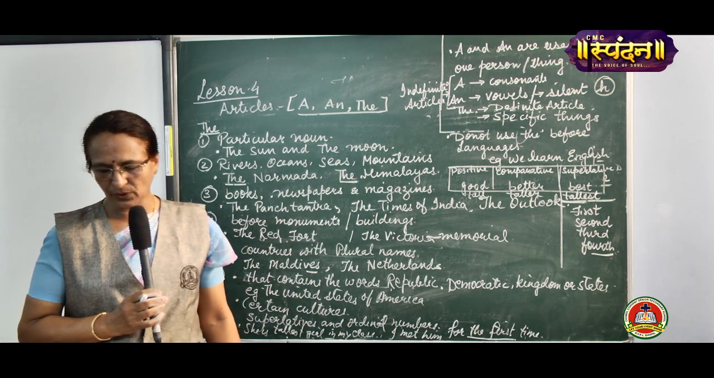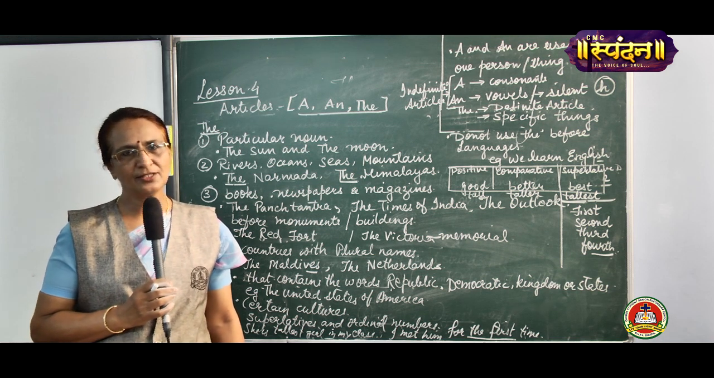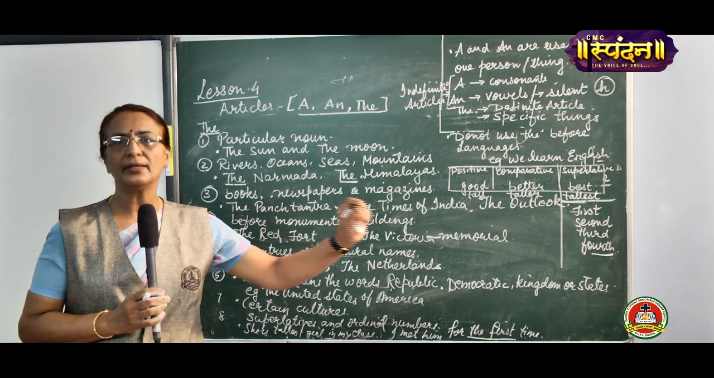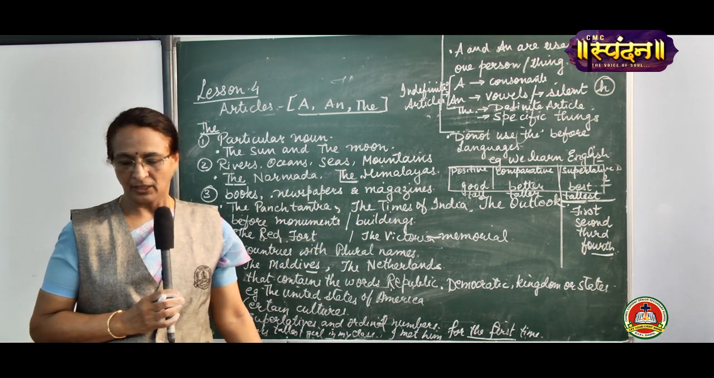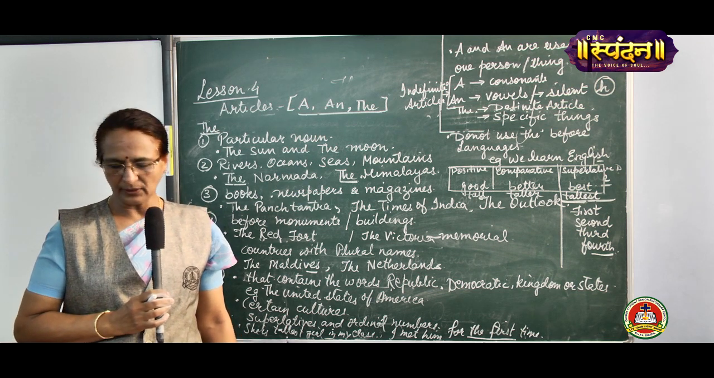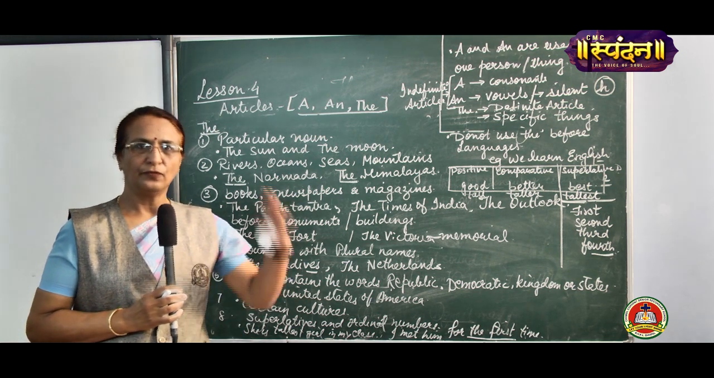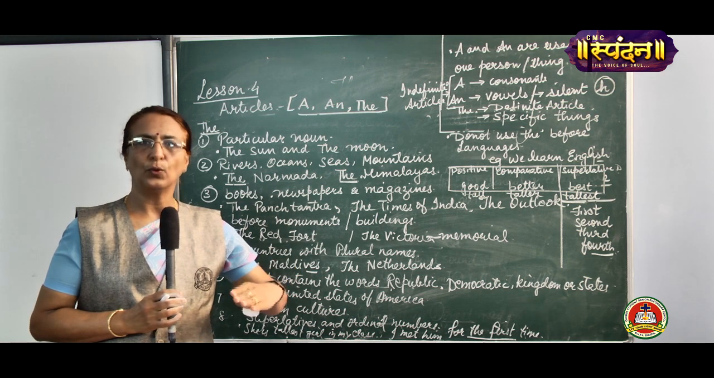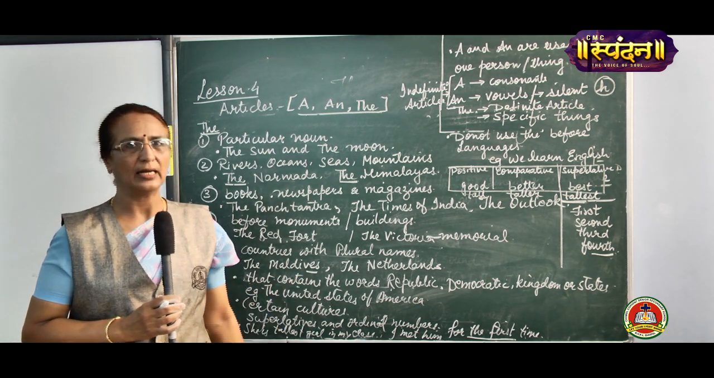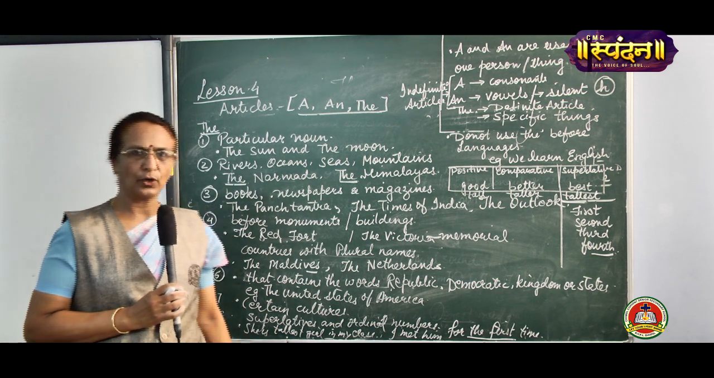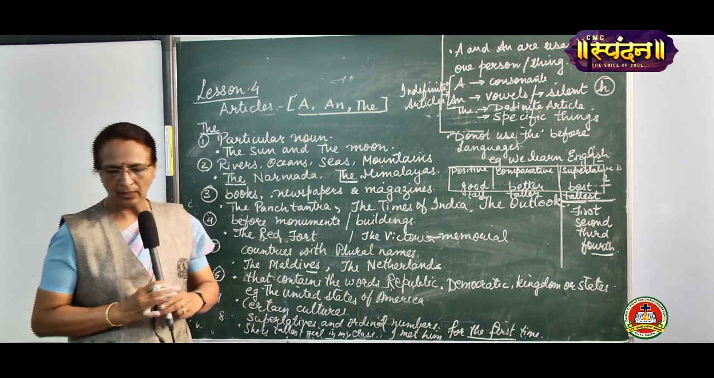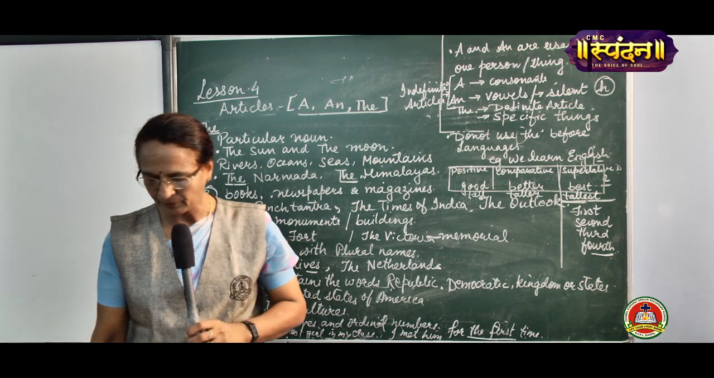Then, the is used before superlatives and ordinal numbers. This is the tallest building in Delhi. The tallest. I met him the third time at a mall. First, second, third, fourth, fifth, sixth. These are all ordinal numbers which you have done last year also. So before ordinal numbers also you will be using the. Is that clear to all of you children?